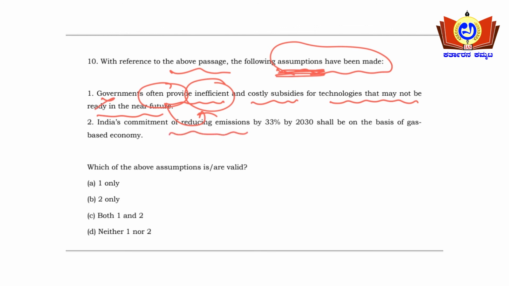India's commitment of reducing emissions by 33% by 2030 shall be on the basis of gas-based economy. On the basis of gas-based economy. No, it's also based upon the investment done on renewable sources. Not only on the basis of gas-based economy. So this also can be struck out. Because in the passage they are also telling that it is trying to achieve this through renewable energy by making heavy investments in the renewable sector.